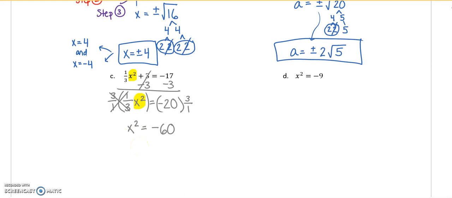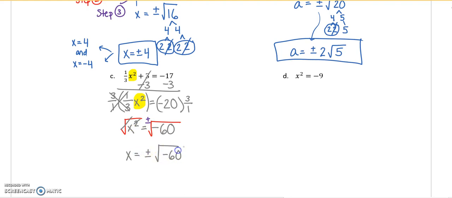Now the x squared is alone, so I am going to square root both sides. That gets rid of the square. And I'm going to remember to put my plus or minus. So even though they're two separate steps, step 2 and 3, they kind of go together, so I just try to remember to do both at the same time.